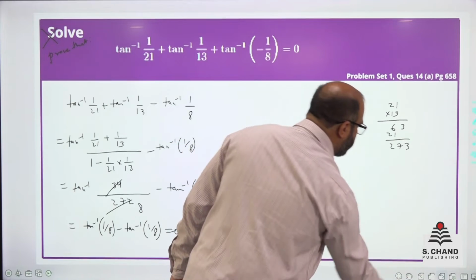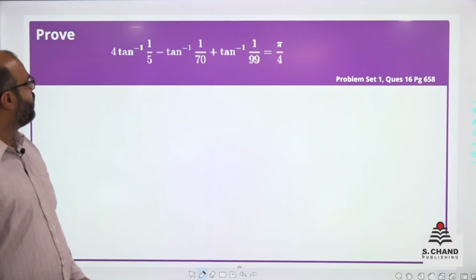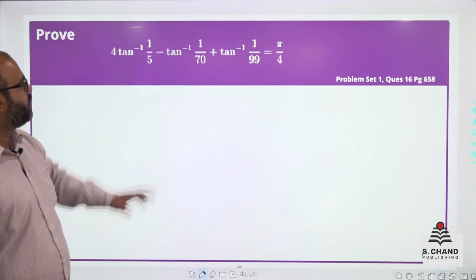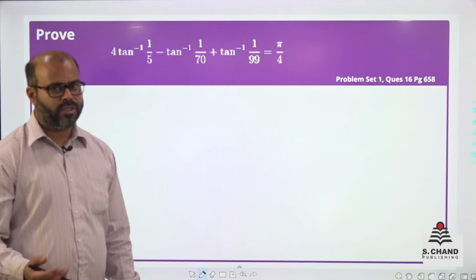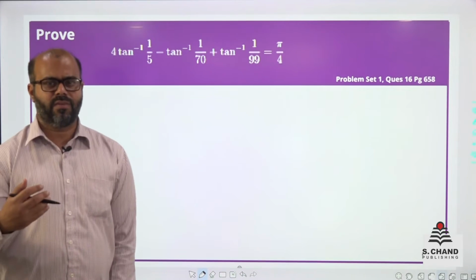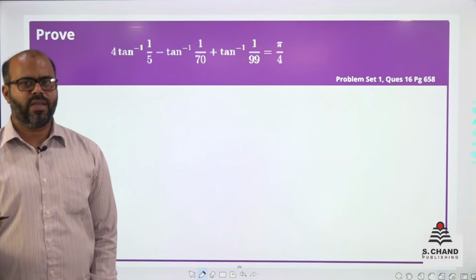Let us come to the next question. So this is the next question we have. Prove this. Again we will do the same type of calculation. Tan inverse x plus tan inverse y is tan inverse x plus y by 1 minus xy if xy is less than 1.